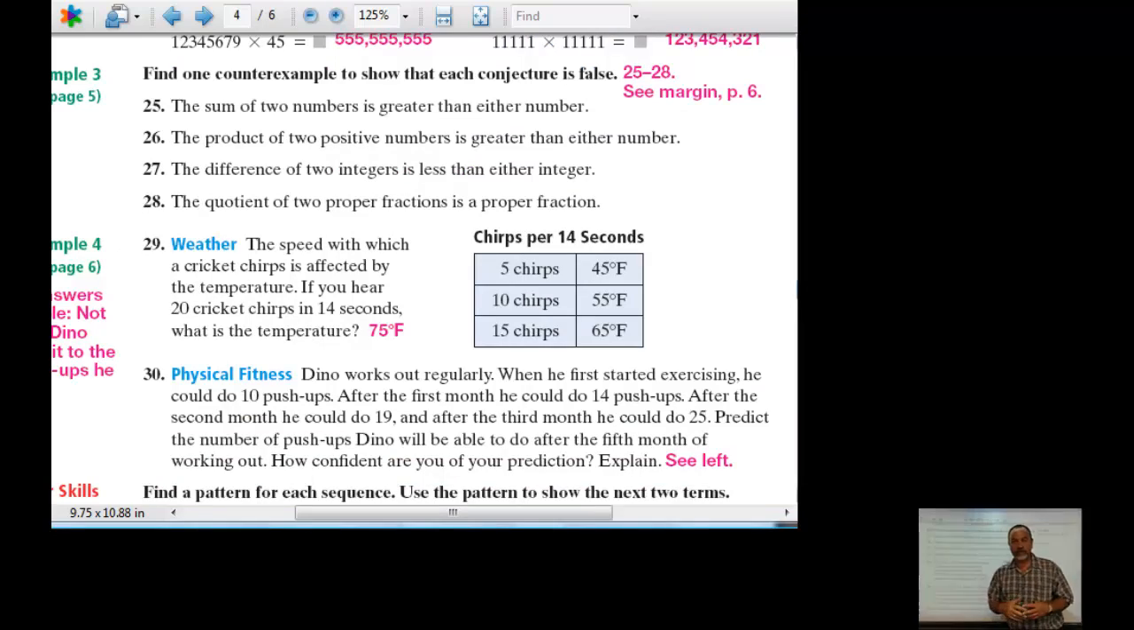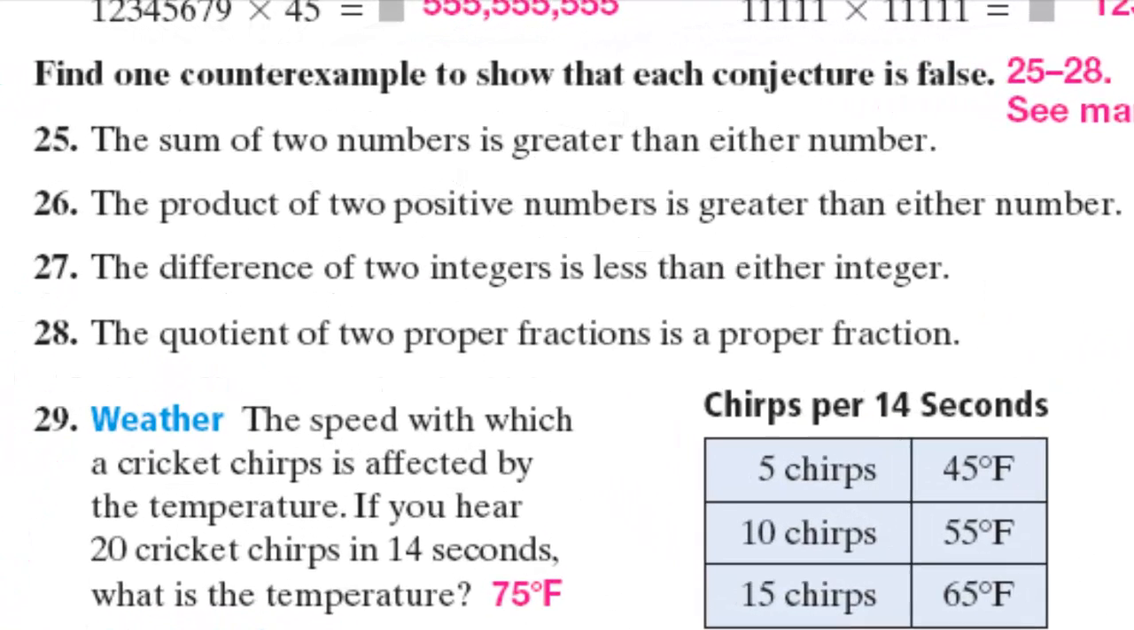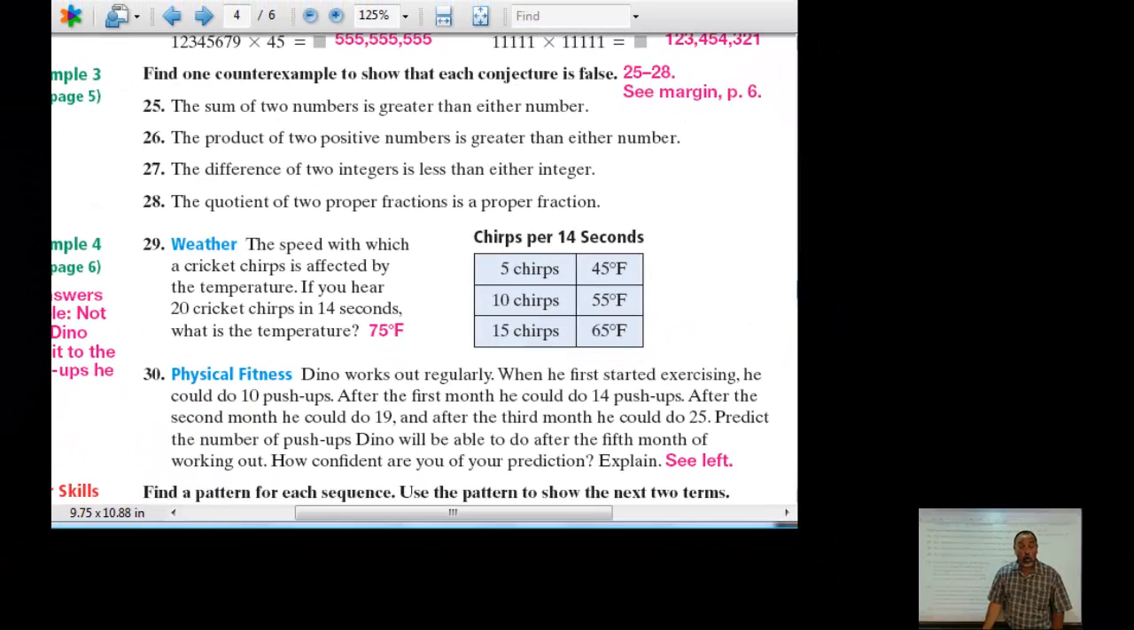Okay, so for questions 25 through 28, and there are some other ones, it says find one counterexample to show that the conjecture is false. So what we have written here is somebody has made a conjecture. They're making a statement, and you need to prove that they're false. And you can't say, well, you're wrong. Why? Because you're wrong. You can't say that. That's not proving anything. What you have to do is give an example that shows they are wrong.